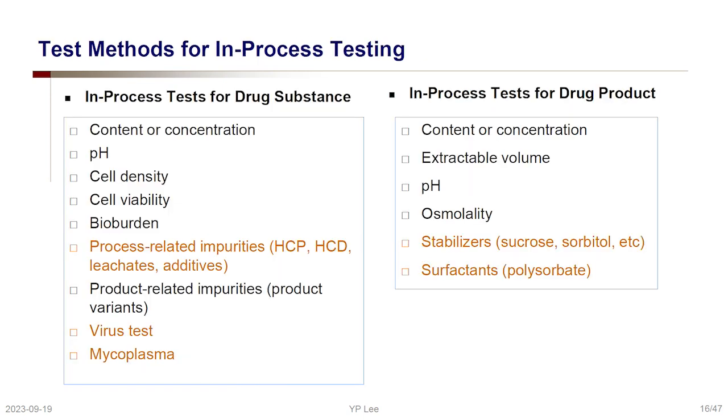For in-process testing methods, it is not the finished product. So here, cell viability and cell density are tested, and the IPC is to monitor the process. So process-related impurities, host cell protein, host cell DNA, resin, membrane, reagents, and if there is an additive, then the additive analysis. And also the virus clearance testing and mycoplasma testing.